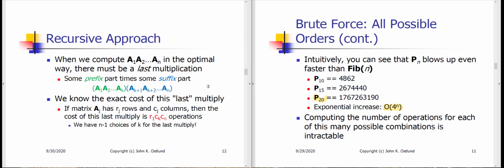All right, so let's think about this in a slightly subtler way. Well, we know that when we multiply a sequence of matrices together, there is going to be some last multiplication that we perform.